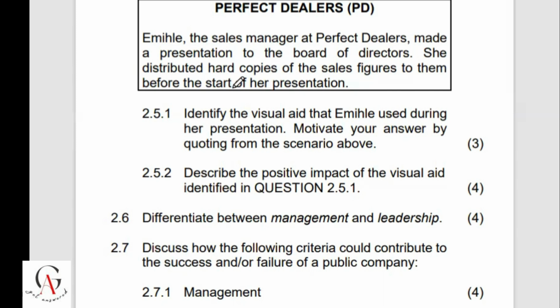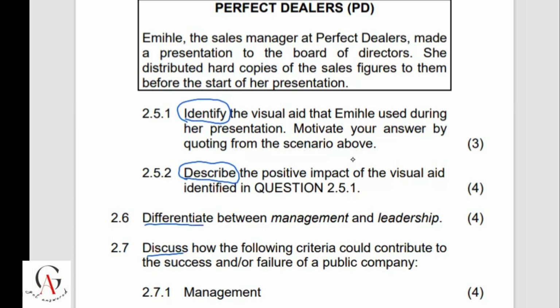So now, when we check 2.5.1, it reads as follows: identify the visual aid that Emihle used during her presentation. Also motivate your answer by quoting from the scenario. So now grade 12s, you always hear me saying that take these action verbs into account, because sometimes you may find that a question says identify, describe, differentiate, discuss. You don't know how to approach such.